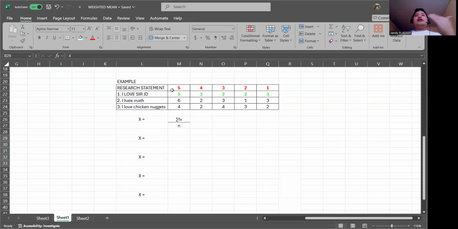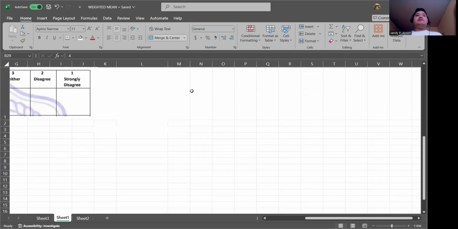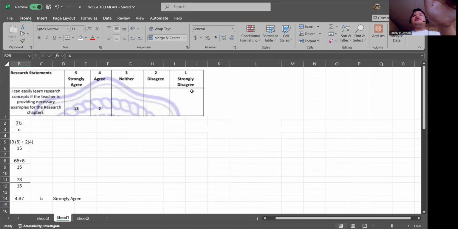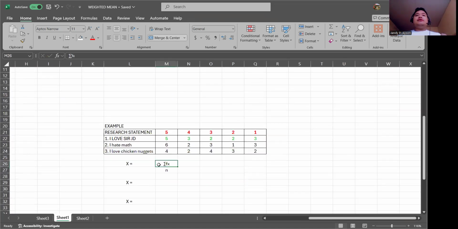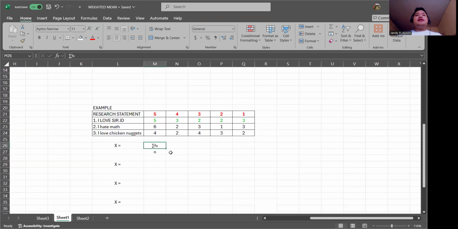Okay. So parehas lang to. Gumawa lang ako ng M&M research statements tapos 5, 4, 3, 2, 1. So hindi ko na nilagay yung descriptive rating pero yun pa din yun. Strongly agree, agree, neither, disagree, and strongly disagree. Alright. So for example is I love Sir JD. Yung research statement number 1 natin. So kapag inadd ko to, ang total pa rin yan ay 15. So, ibig sabihin, ang respondents ko for all this ay 15. Kasi pag inadd natin siya, 15 lahat yan. Okay? So, again, ang total number of respondents natin ay 15.